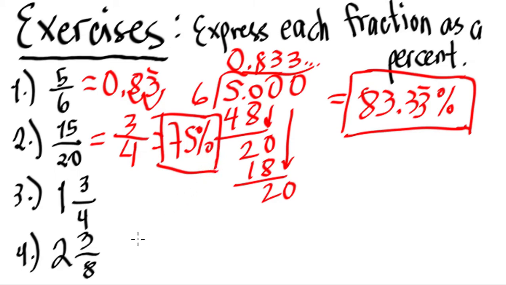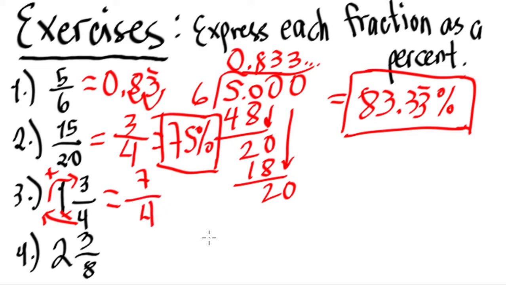Okay, for number three, we have 1 3/4. We need to first convert this to an improper fraction. In converting that, we have 4 times 1, we need to do the multiplication, and then do the addition here. 4 times 1 plus 3. So 4 times 1 is 4, plus 3 gives us 7. This is 7 over 4.